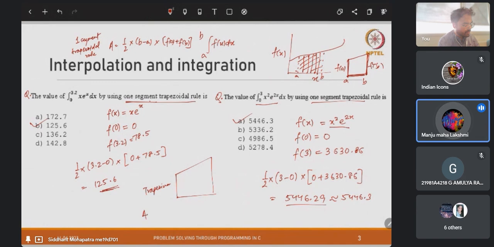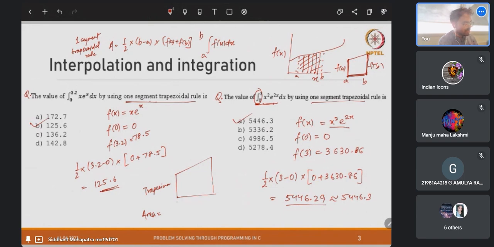Why do you consider only x values as 0 and 3? Yeah, because that is the limit. That is the limit you have been given to calculate the definite integral. So this is a definite integral where you have to calculate within the limits of 0 and 3. That is what the question states, that you have to calculate the integration of this function from 0 to 3. So that is why I have taken this 3 minus 0.